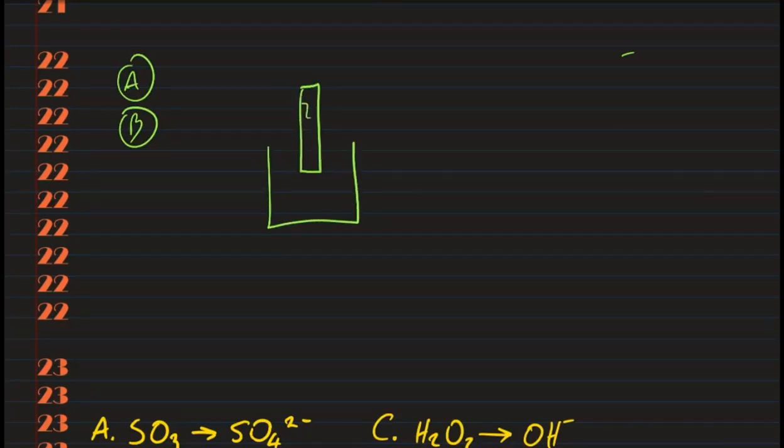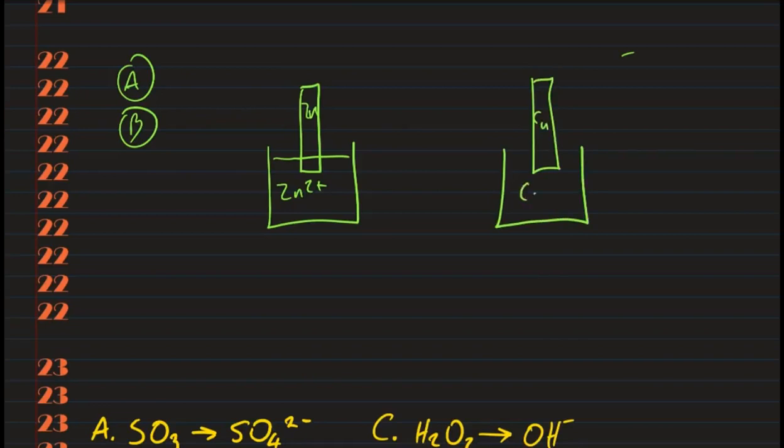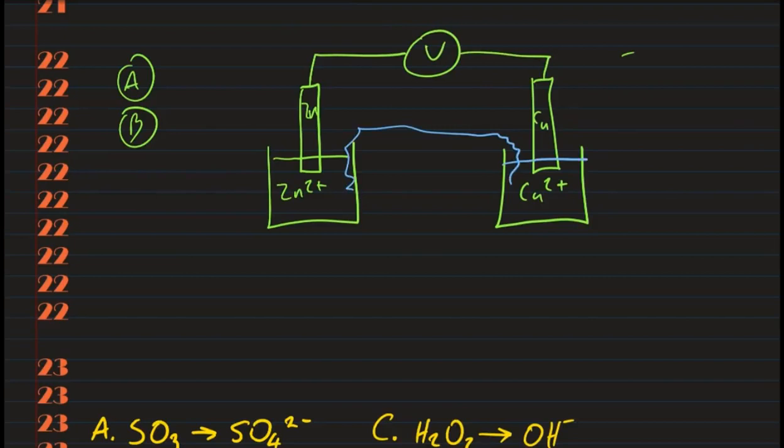That's the one with zinc in a solution of zinc 2+ ions and a rod of copper in a solution of copper 2+ ions. It's a voltaic cell, so it's joined by a voltmeter, and nothing's going to happen unless you put the salt bridge in. So the equation for the cell is the zinc and the copper 2+ goes to zinc 2+ and copper. You have to memorize that and make your life easier.